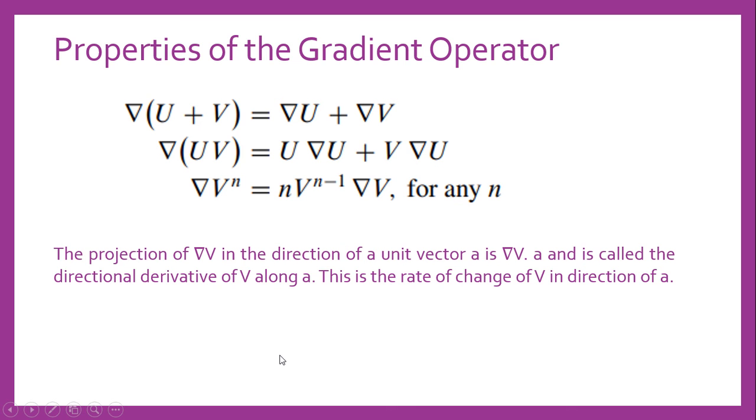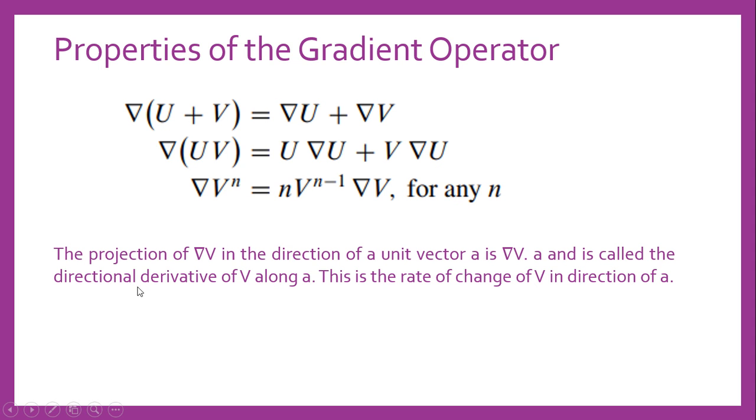So there are some properties of the gradient operator. Del of (u plus v) will be equal to del u plus del v: the gradient operation on the addition of two scalar fields equals the gradient operator on each single scalar field added. For the product of scalar fields, del of (u v) equals u del v plus v del u, like a differentiation. Del of v to the power n equals n times v to the power n minus 1 times del v, for any number n.